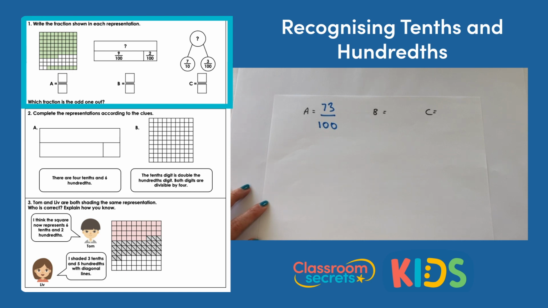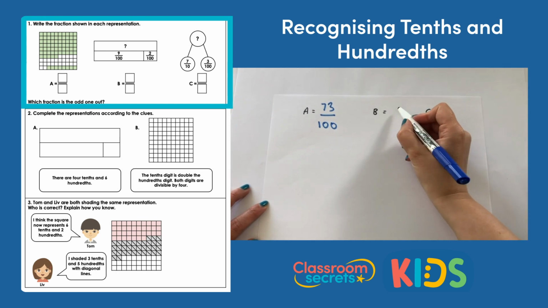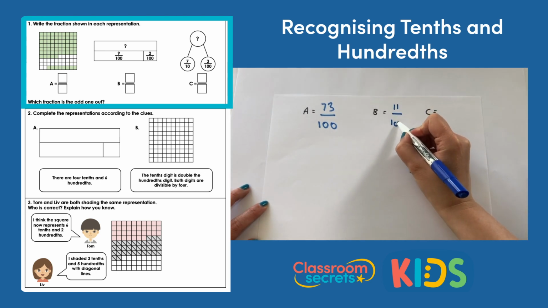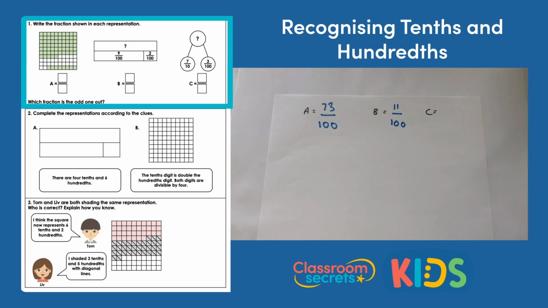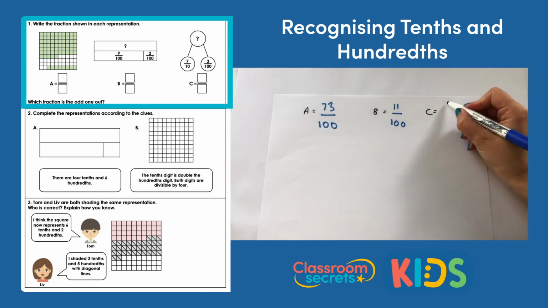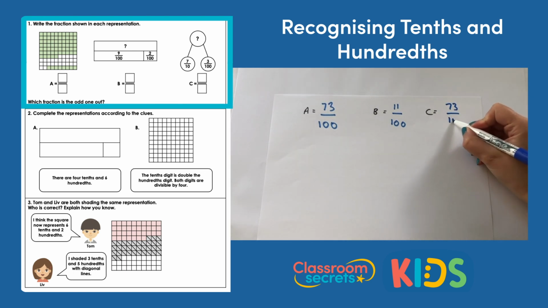B, we have our bar model showing the parts, and then we've got to work out the whole. So we have 9 hundredths and 2 hundredths. So here we're adding together 9 and 2 to get 11, and our fraction is hundredths. C, we have our part whole model. So we have 7 tenths and 3 hundredths. We know that 7 tenths are the same as 70 hundredths plus our 3 hundredths, which is 73 hundredths.